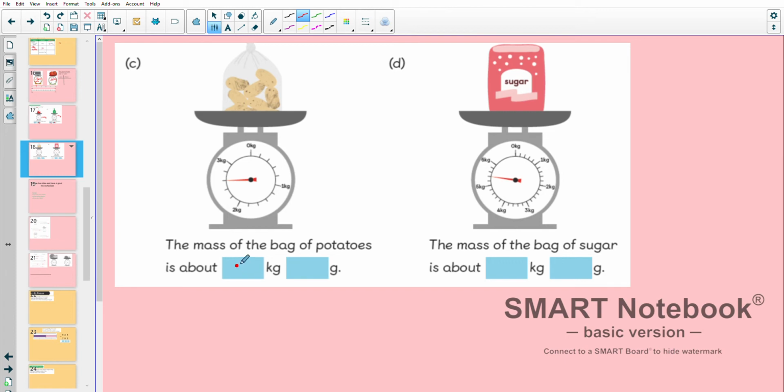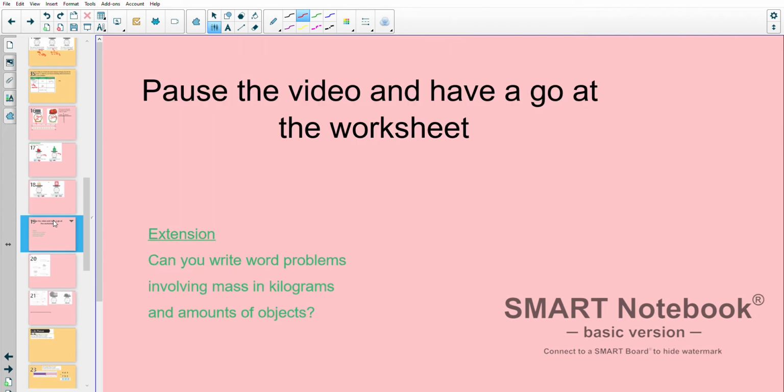Okay, the answer for this one should have been 2 kilograms and 600 grams. And the answer to this one should be 5 kilograms and 400 grams, because 5 kilograms, 200, 400 grams. Pause the video here and have a go at the worksheet that was attached on the assignment.